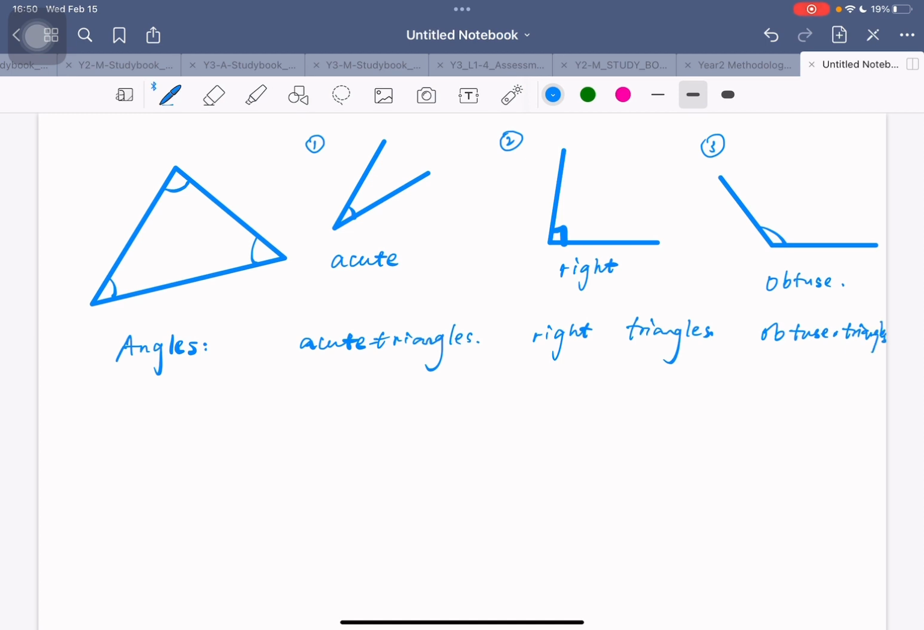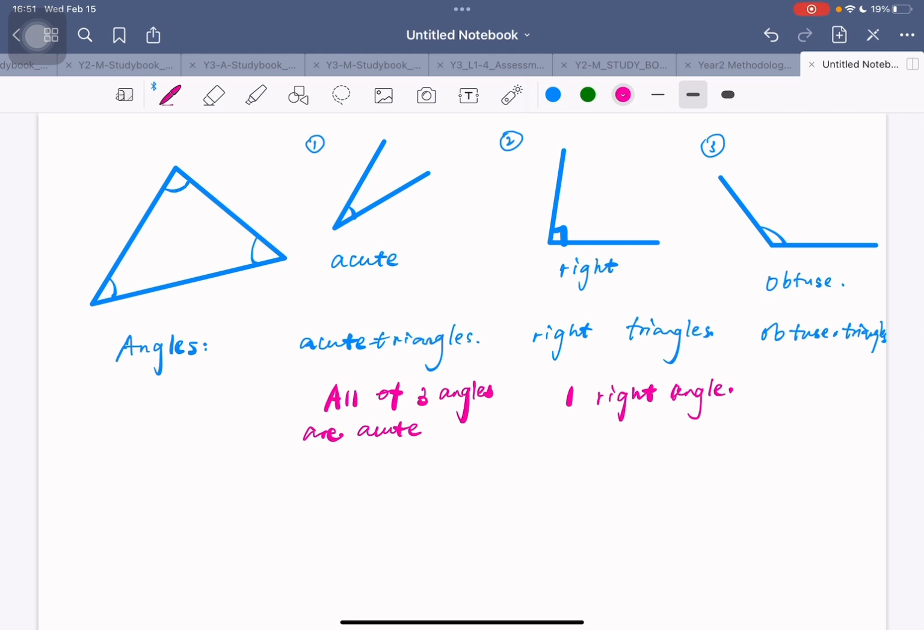Okay, so what are acute triangles? Acute triangles are triangles where all of the 3 angles are acute angles. So it's a special one. All of the 3 angles are acute. Okay, and for right angle triangles, we would have a right angle. As soon as we have a right angle, the triangle can be called a right angle triangle.